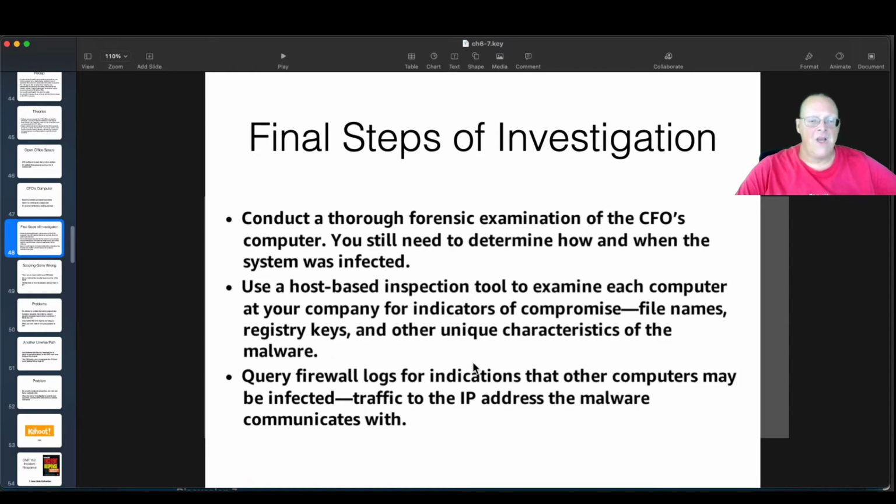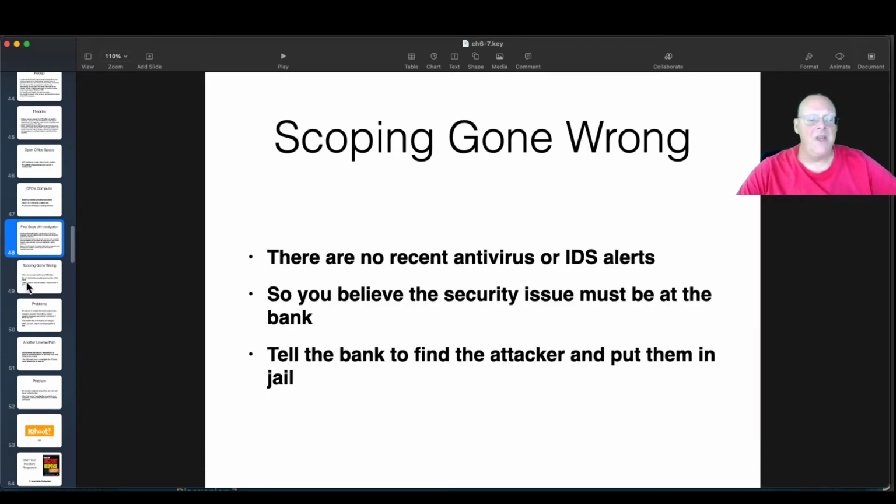So again, you do a scan of all the computers, looking for a quick live response, things like file names and registry keys, to see if other people are infected by the same thing, or if other machines are sending traffic to the IP address the malware communicates with. That's the scoping, to determine how big the problem is.